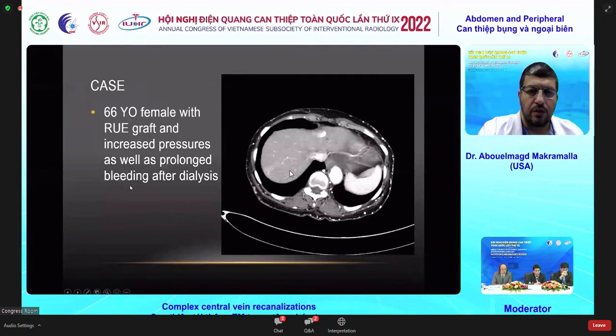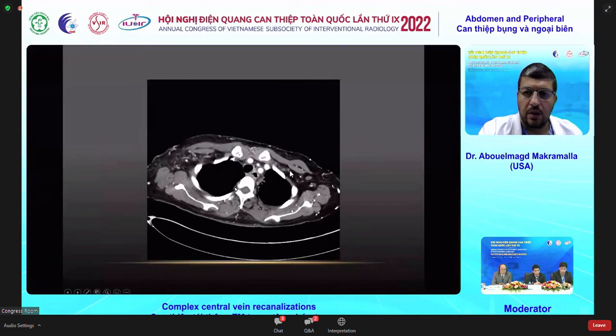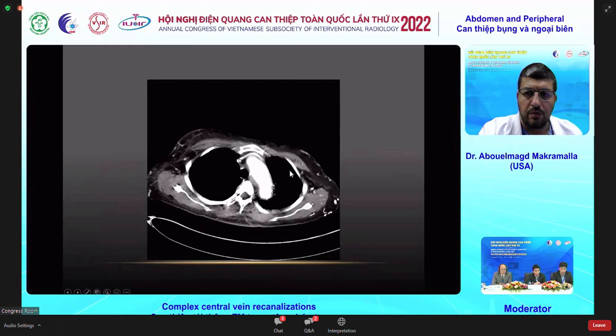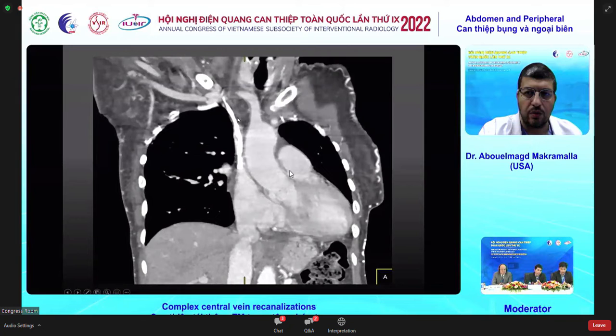This is another 66-year-old female with a failing upper extremity graft and increased pressures with prolonged bleeding after dialysis. On the CT scan, you can see multiple venous collaterals and the hot quadrate sign in the liver. So the patient had a port that was actually placed because she had cancer, and that has been in remission. So she did not need the port anymore. And you can see that the port is completely occluding the right brachiocephalic vein. So we decided to bring the patient back for a recanalization.